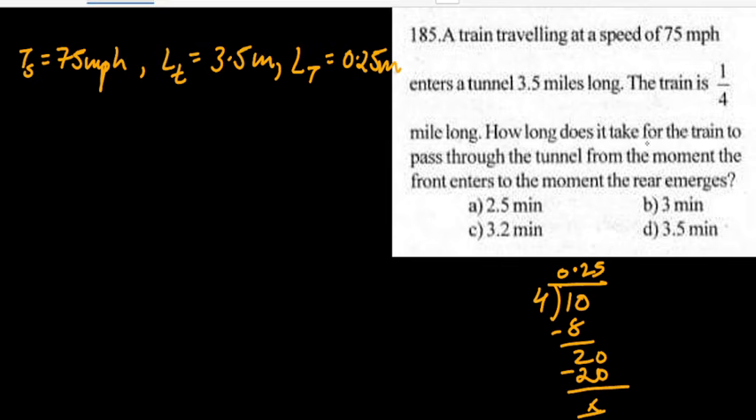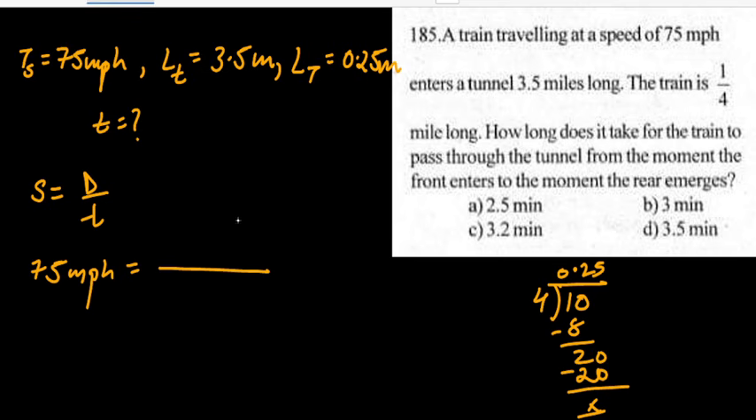How long does it take for the train to pass through the tunnel from the moment the front enters to the moment the rear emerges? That means we want to find the time. So which formula will we use? Speed is distance by time. Simple. Always this is the main formula. How much speed are we going with? We are going with 75 miles per hour speed.